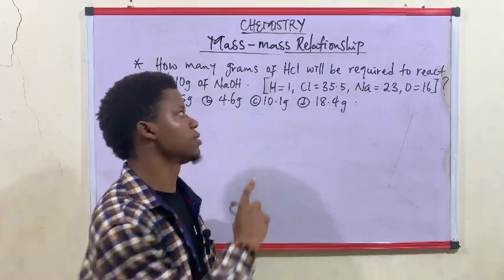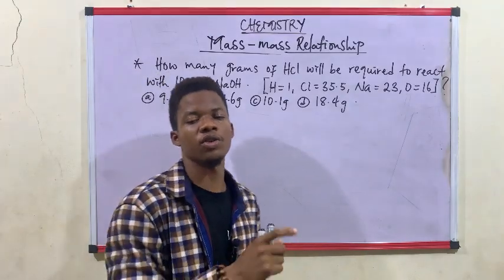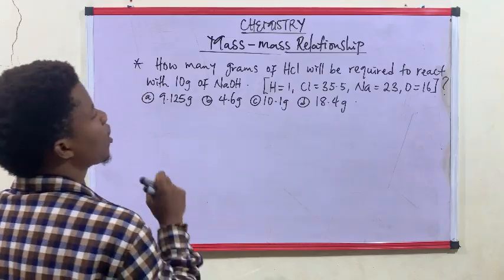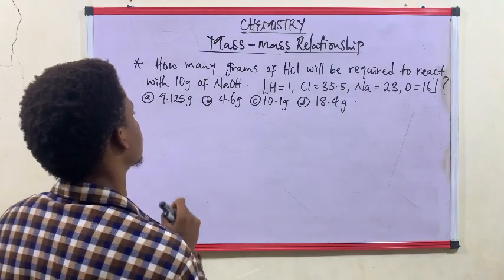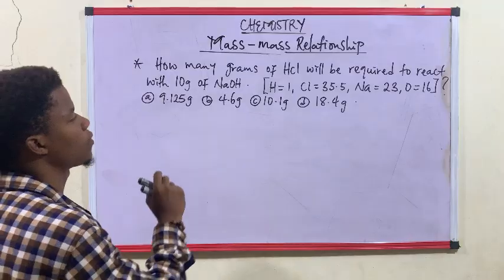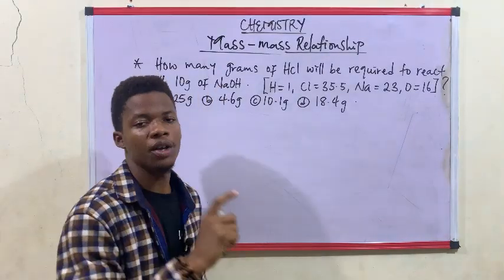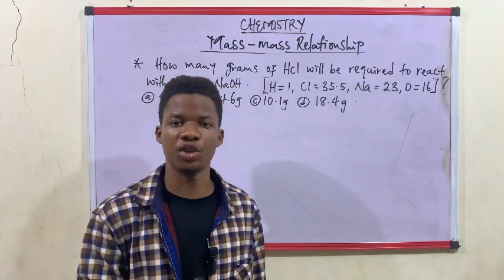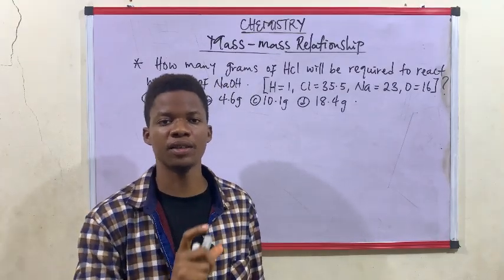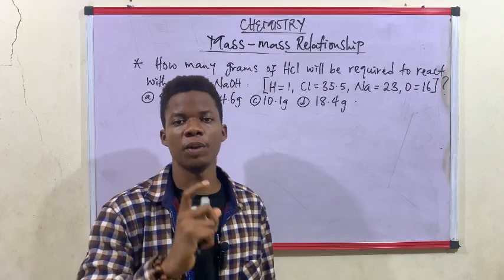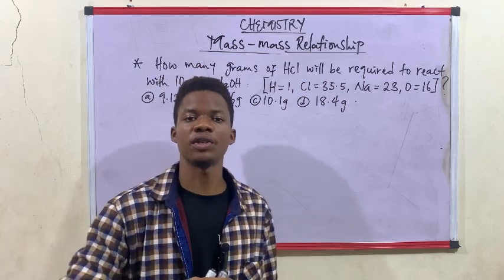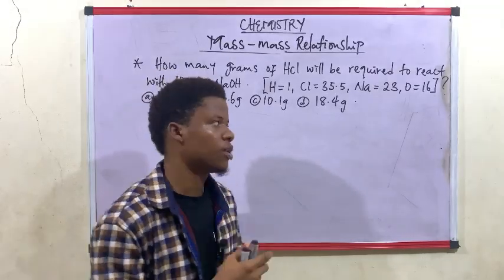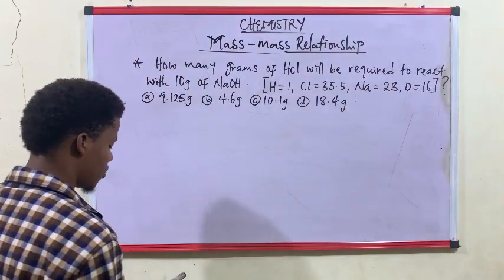Class, now let's take down this first question. Let us break down this first question. Example 1. The question says, how many grams of HCl will be required to react with 10 grams of sodium hydroxide? In stoichiometry, there is something very important, and that is writing a balanced chemical equation. You must first of all write a balanced chemical equation. From the balanced chemical equation, that is what will give us an idea on how to go about our calculations.